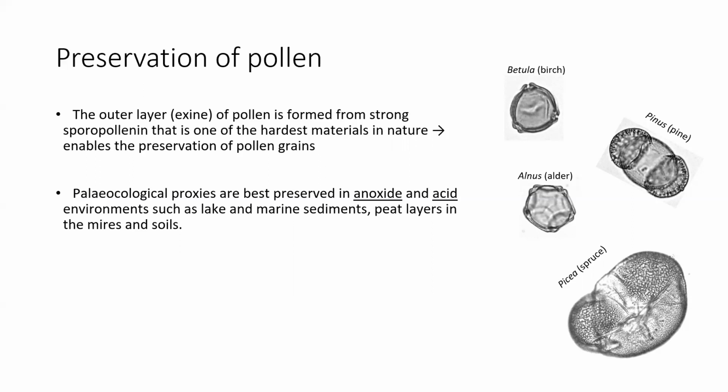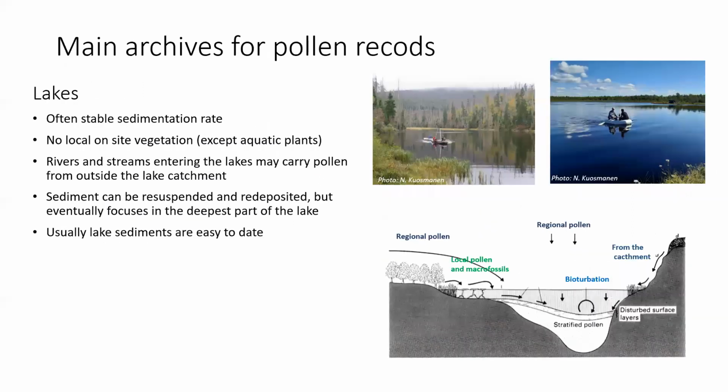And usually the paleoecological proxies are best preserved in anoxic and acid environments, and usually studied from lakes or marine sediments, peat layers. Even if we had a short introduction to the main archives in the introductory lecture, I thought that I will just say a few words about the main sites or archives that can be used for obtaining pollen records.